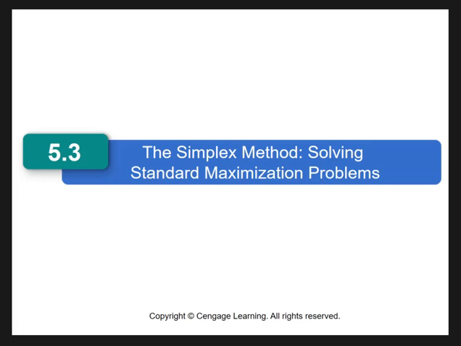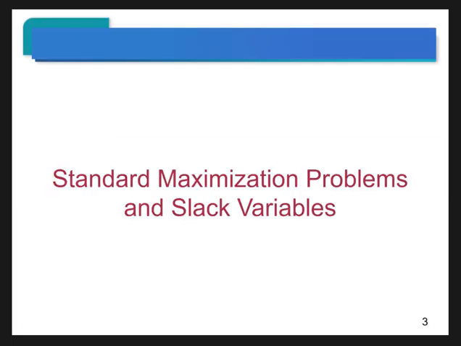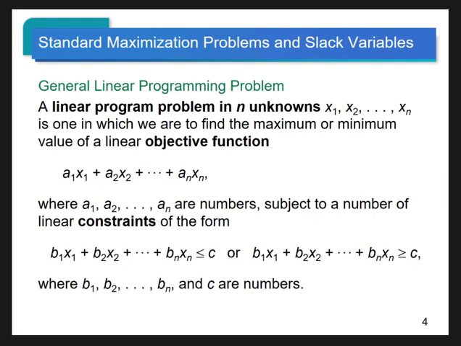And it involves converting all the inequalities into equations so that we have a system of equations, and then we apply matrix operations, row operations, to that system of equations. So let's do our standard maximization using slack variables.